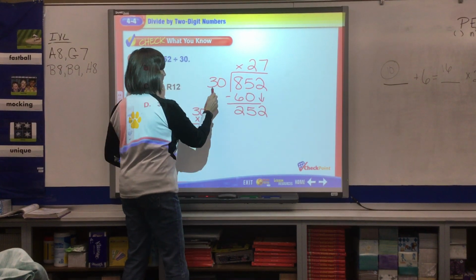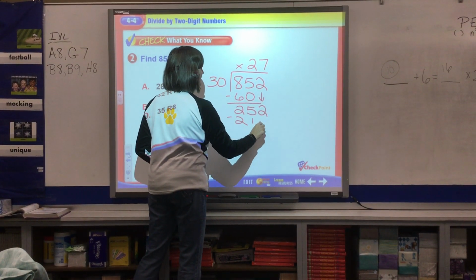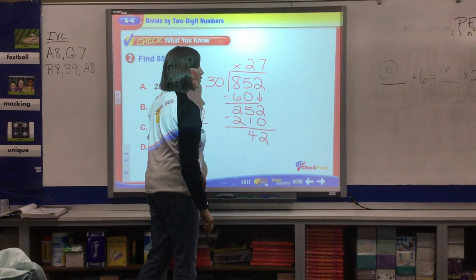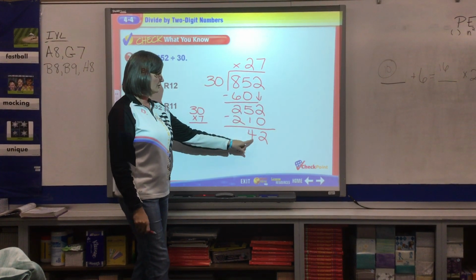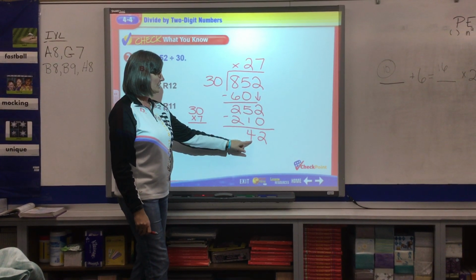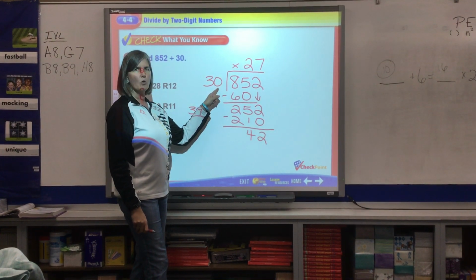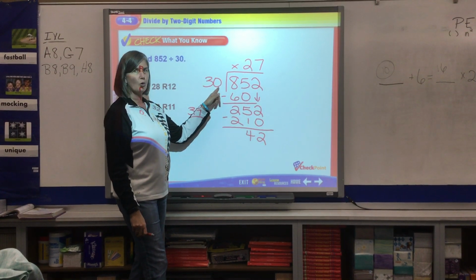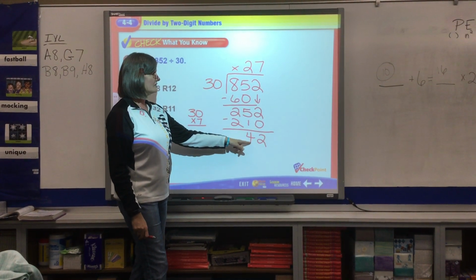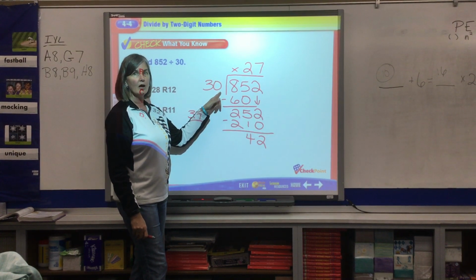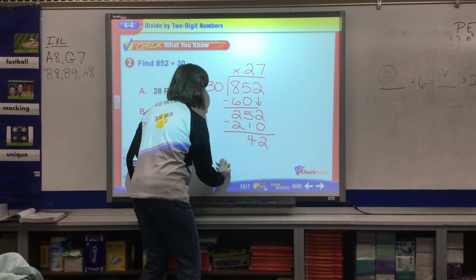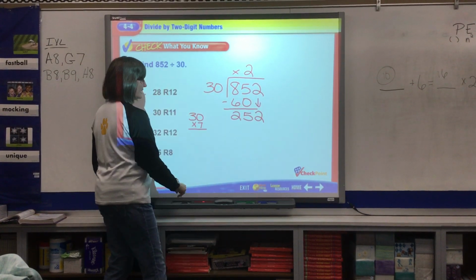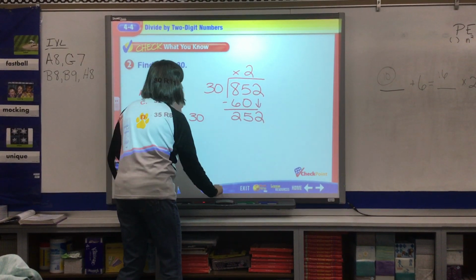So I'm going to put my 7 up there. 30 times 7 is 210. 2 minus 0 is 2, and 5 minus 1 is 4. Now, this should be an alert to us. We came up with 42 here, but 42 is more than 30. And this number, as I stated earlier, cannot be equal to or more than that number. This tells us that it should go in there exactly one more time. So we're going to erase that because we know that 7 was not right. And as we stated, it actually is going to go in there 8 times.